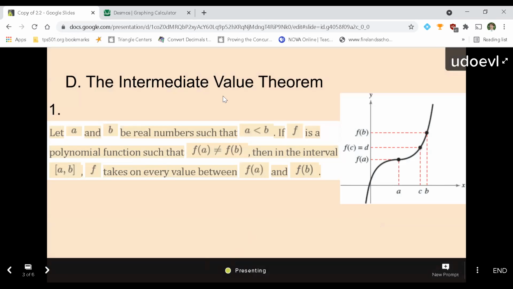The intermediate value theorem states that if you have two numbers, A and B, where A is less than B. As you can see, A is to the left of B. And a polynomial function f, where the outputs, f of A and f of B, your y values, are different numbers. They're not the same number. Then in the interval from A to B, f will have to take on every y value between f of A and f of B.